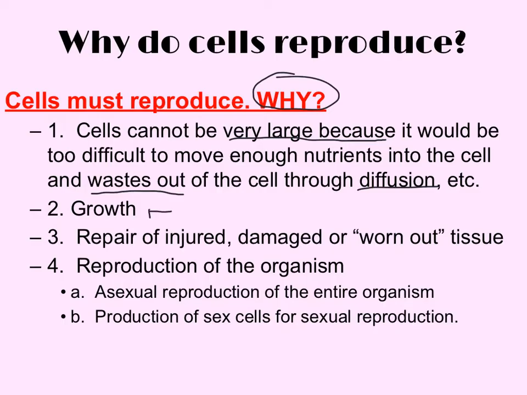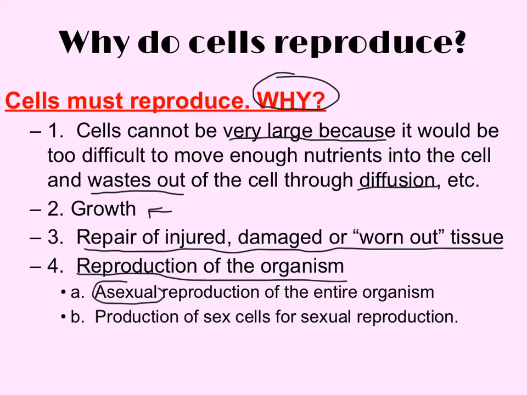Number two, growth. When you get bigger, guess what? You need more cells. Number three, you probably don't know, but every single day you got to repair or replace damaged or worn out tissue that gets worn out from just daily activities. Cells don't last forever, so you got to replace them. And number four, reproduction of the organism. Some of them are going to reproduce what's called asexually, and other organisms like ourselves, we're going to reproduce through sexual reproduction, and we'll go over that later.